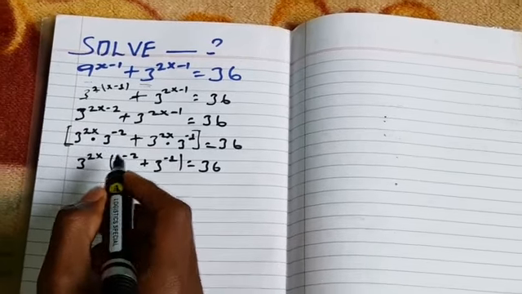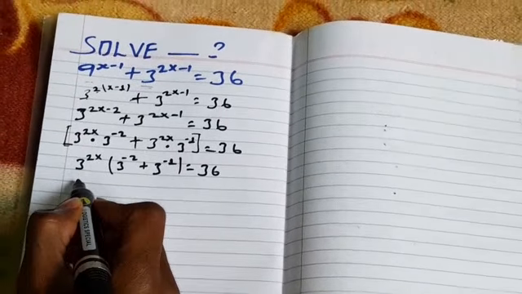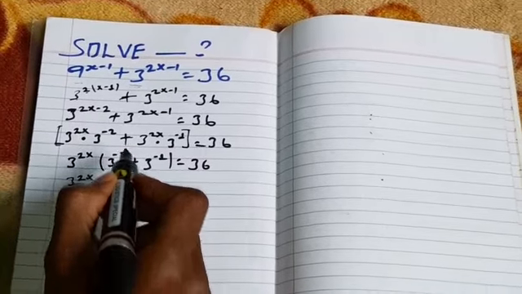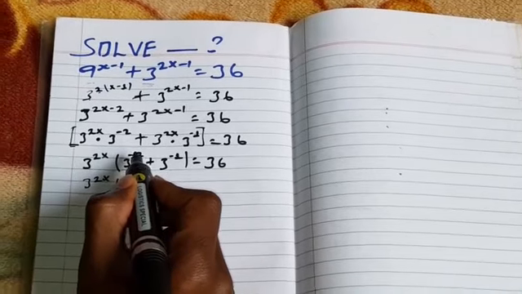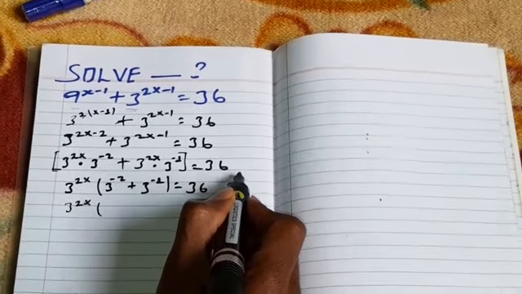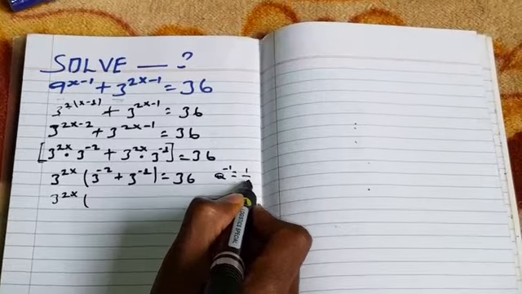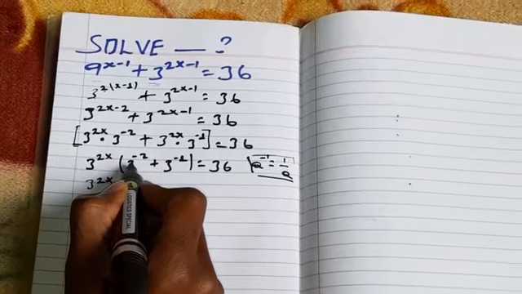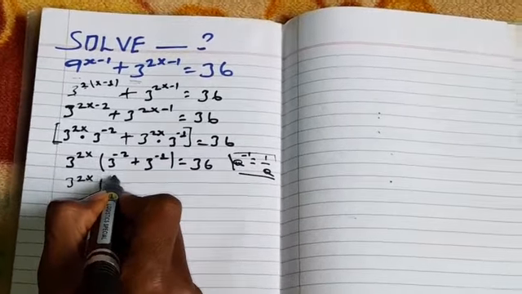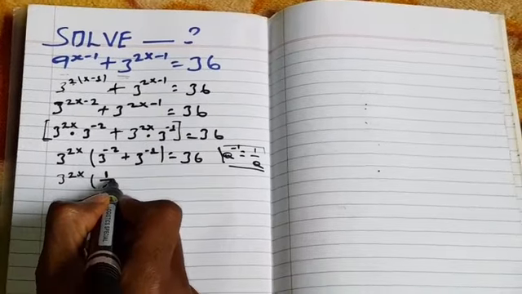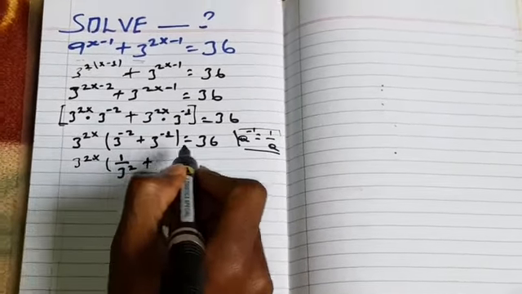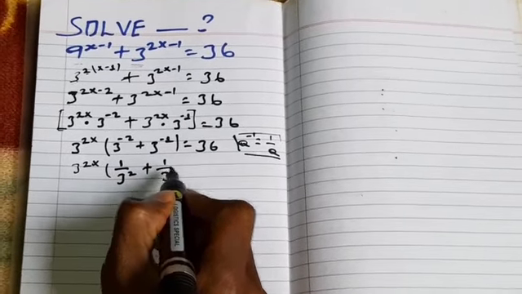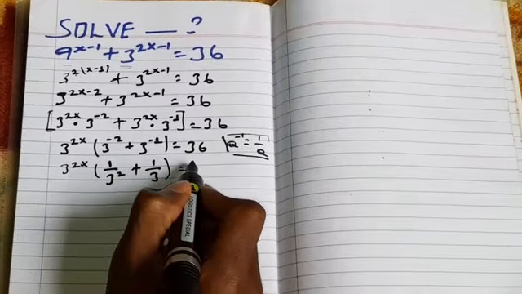Then in the bracket, don't forget the rule: a to the power of minus 1 means 1 over a. So 3 to the power of minus 2 means 1 over 3 to the power of 2, plus 3 to the power of minus 1 becomes 1 over 3, is equal to 36.